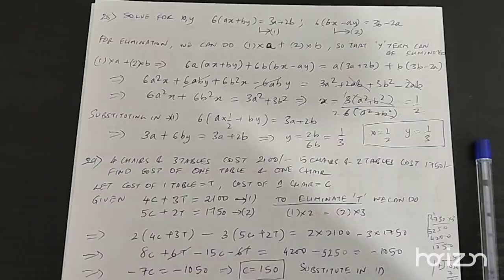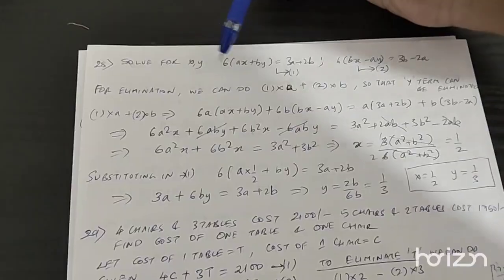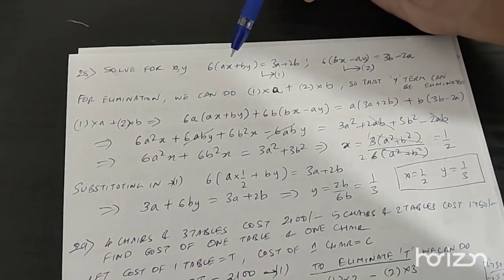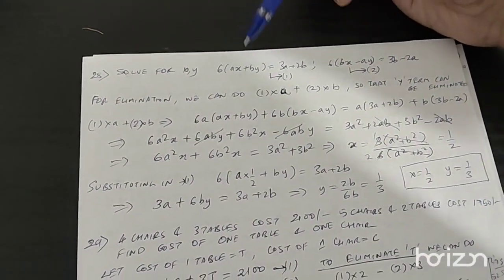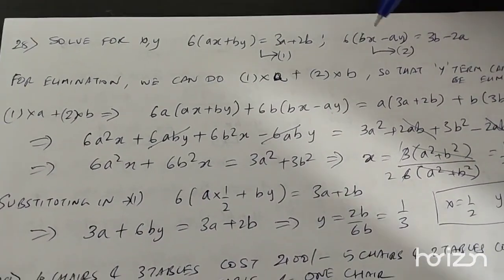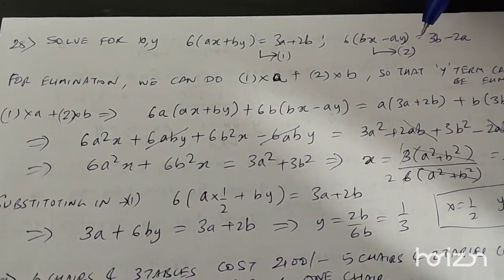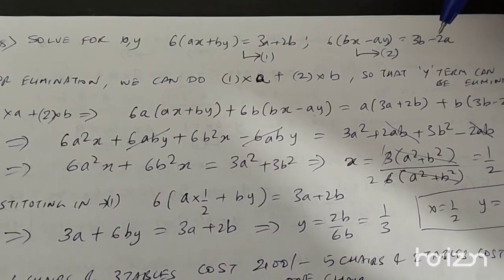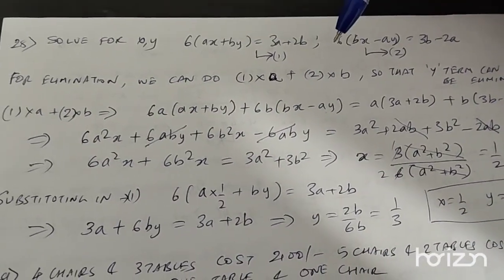Hi friends. So let's continue with the linear equations. Basically, the question is: solve for x, y, where 6(ax + by) = 3a + 2b, and 6(bx - ay) = 3b - 2a. These are the two equations.